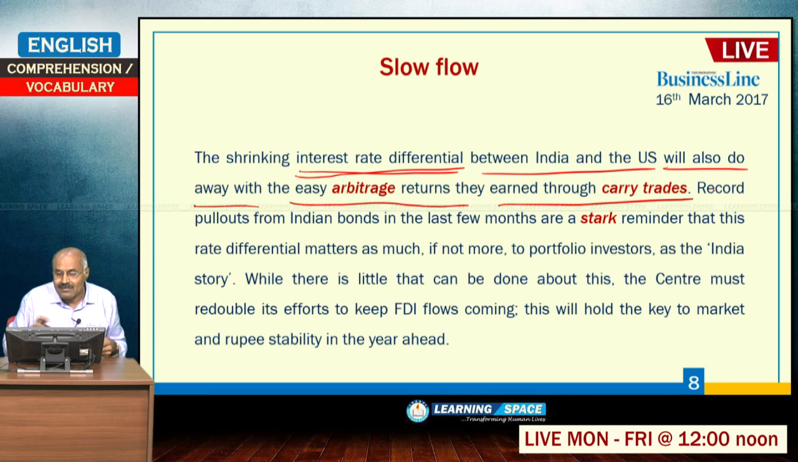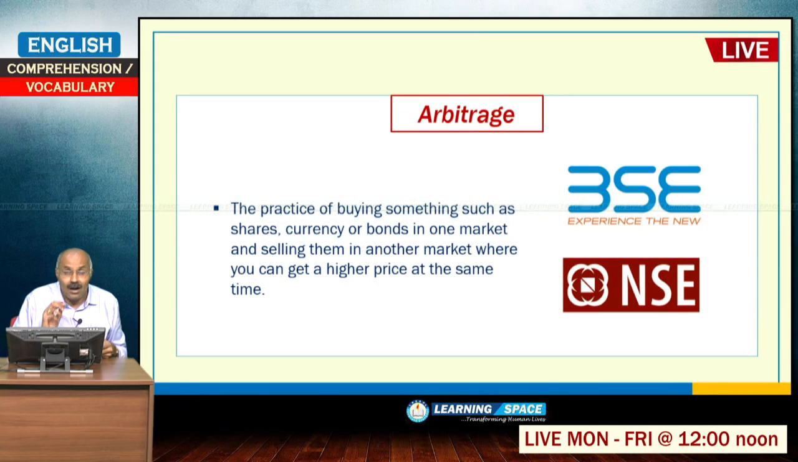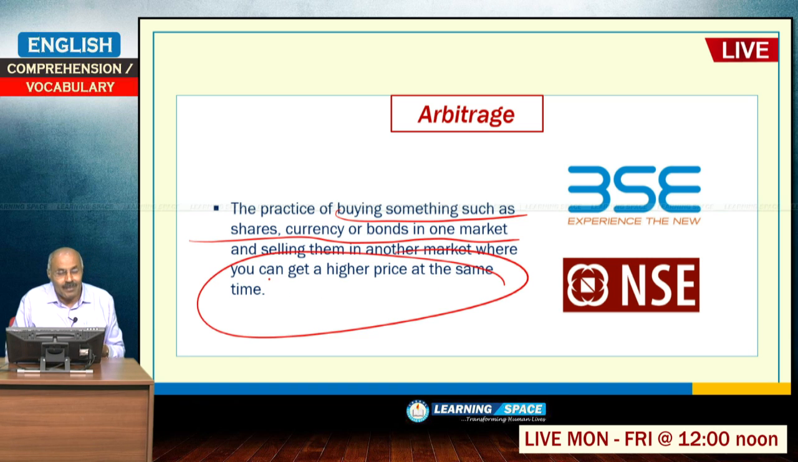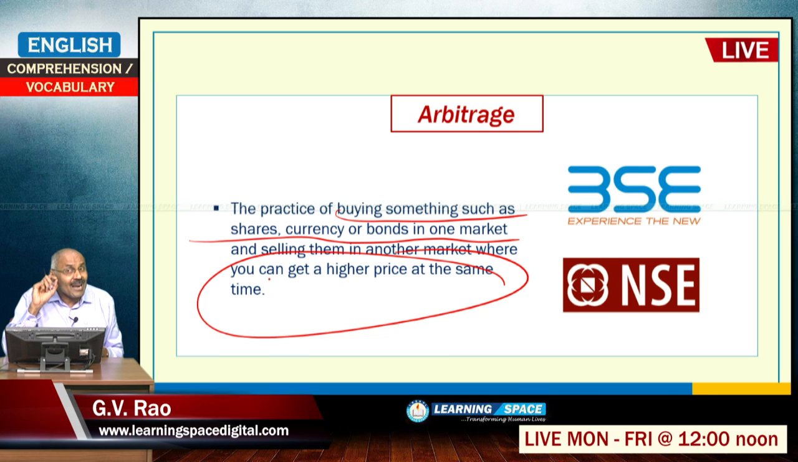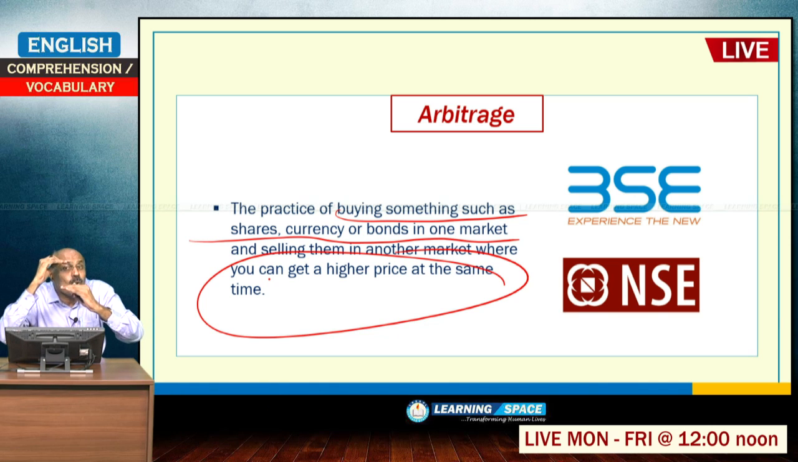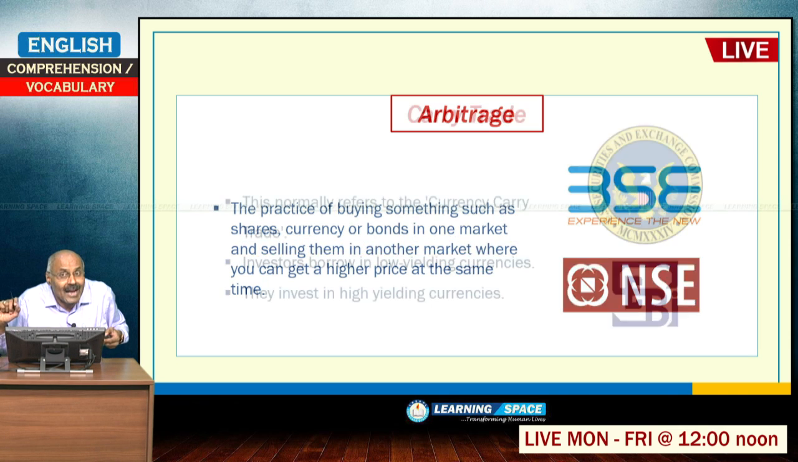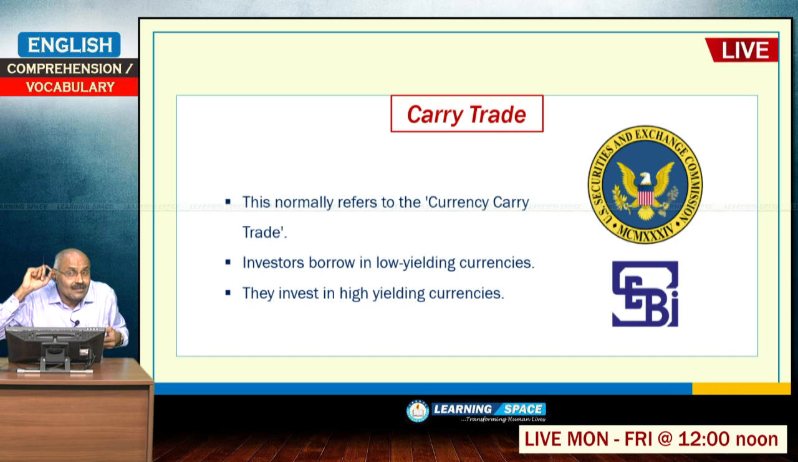Here, arbitrage is basically the practice of buying something such as shares, currency or bonds in one market and selling them in another market where you can get a higher price at the same time. So, bluntly, you just understand arbitrage. In USA, suppose the interest rate is 2%, in India, suppose the interest rate is 6%, the interest difference of 4% is interest arbitrage.